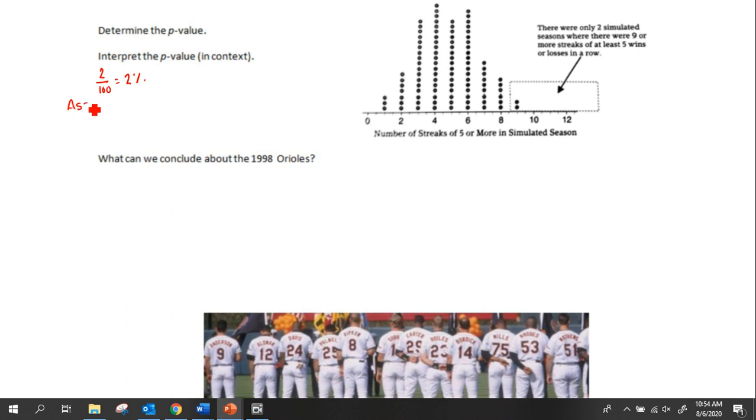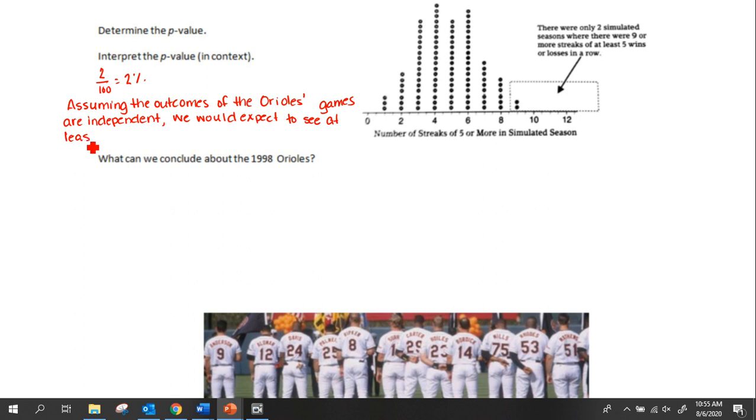So to interpret, we would say, assuming the outcomes of the Orioles games are independent, we would expect to see at least 9 streaks of 5 or more, 2% of the time by random chance.